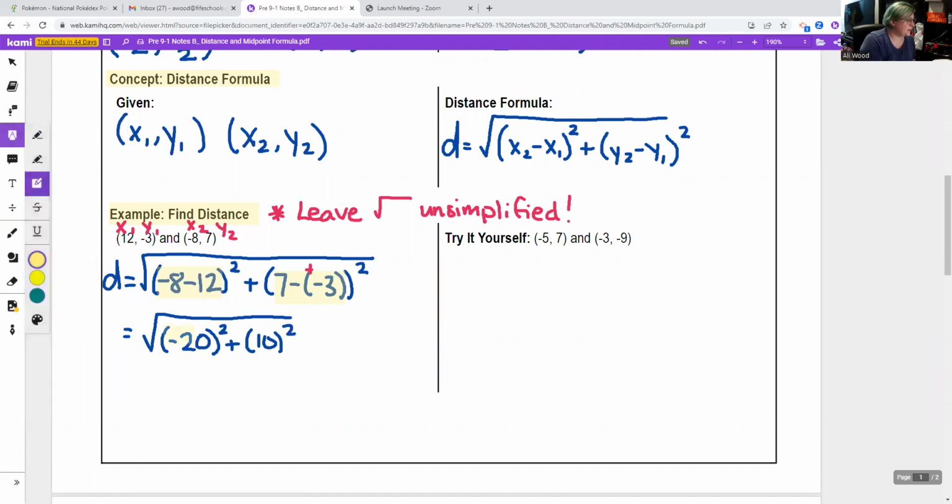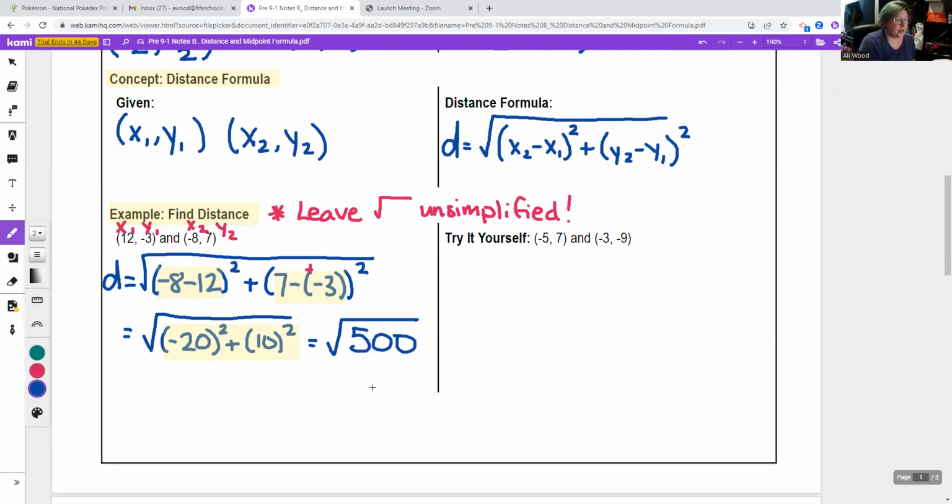Now you should be able to put everything underneath the square root into your calculator, and we're going to get the square root of 500. Normally, we would break this down with the tree method, but we are leaving our square root unsimplified. So here is our distance.